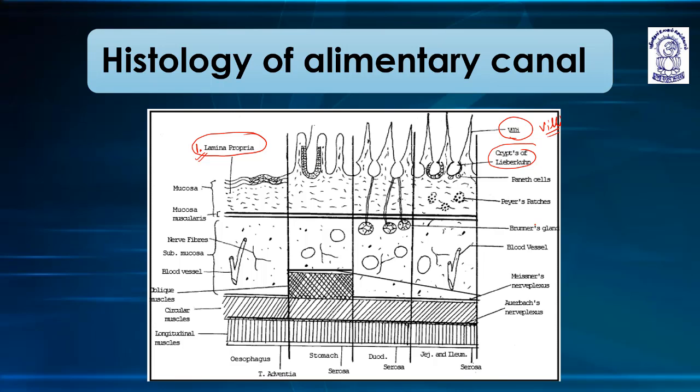Then Paneth cells. These are very important. Attached to the crypt of Lieberkühn are present Paneth cells. Now next is Peyer's patches. Peyer's patches are gut associated lymphoid tissue, GALT. Okay, then coming to next.